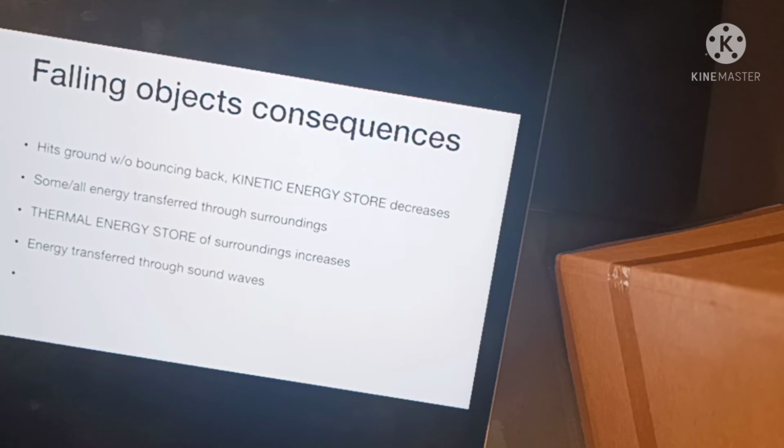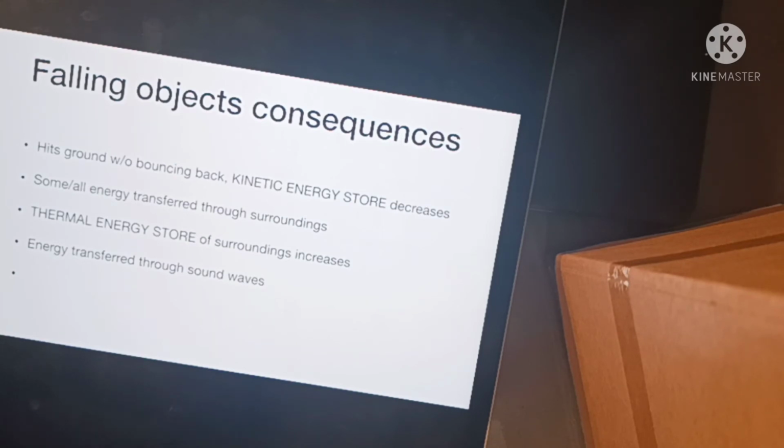Anyway, sorry. Falling objects, so what are consequences of falling objects? Well, if it hits the ground without bouncing back, the kinetic energy store decreases. So it just doesn't move. You know how it doesn't move? So kinetic energy store is all about movement and it's not moving. So yeah. Then all of the energy is transferred back to the surroundings.